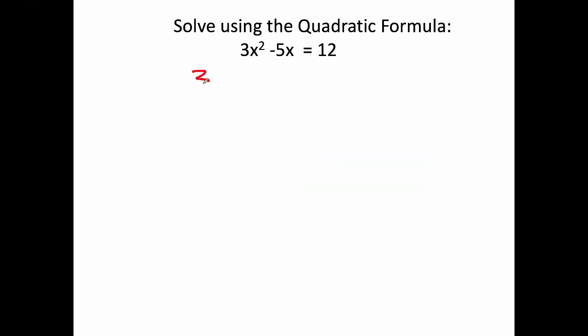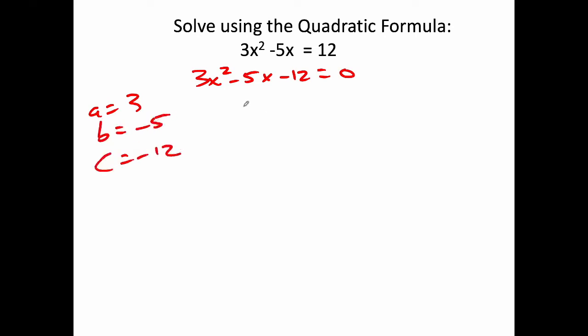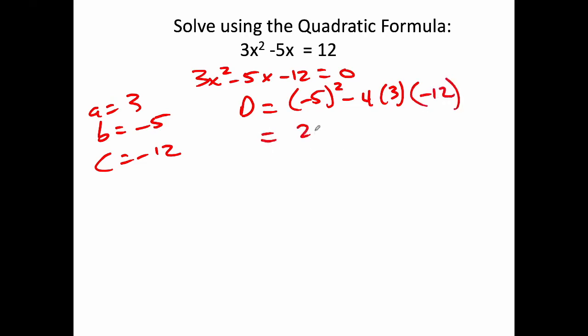Another example, 3x squared minus 5x minus 12 equals 0. Identify A as 3, B as negative 5, C as negative 12. First I do the discriminant, which is b squared minus 4ac. And let's see what we get. Don't forget, you're squaring a negative, it's a positive, and then I get plus 144, and I get 169. And we get another perfect square discriminant, and that's okay.